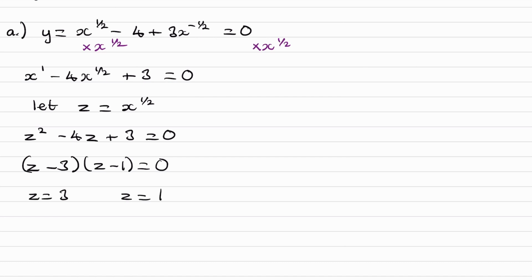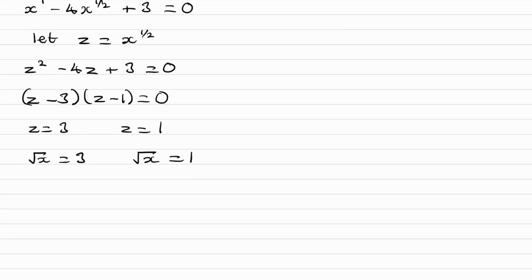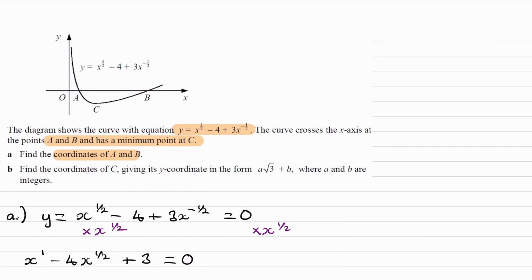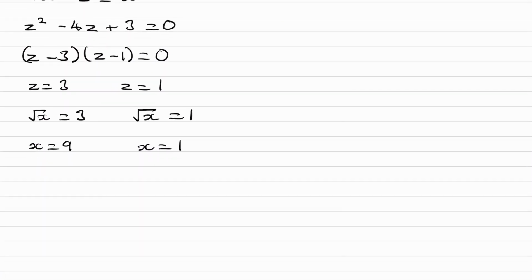Now remember that z is equal to x to the power of a half, so this becomes x to the power of half, or root x, is equal to 3. Root x is equal to 1. Square both sides, we end up with x is 9 and x is 1. So what have we worked out there? Well, if we go back to our diagram, we set this equation equal to 0. That curve is 0 at these 2 points, so we have worked out the x-coordinates of A and B. So coordinate A, which was on the left-hand side, would be 1, 0, and coordinate B, which was further to the right, would be 9, 0.